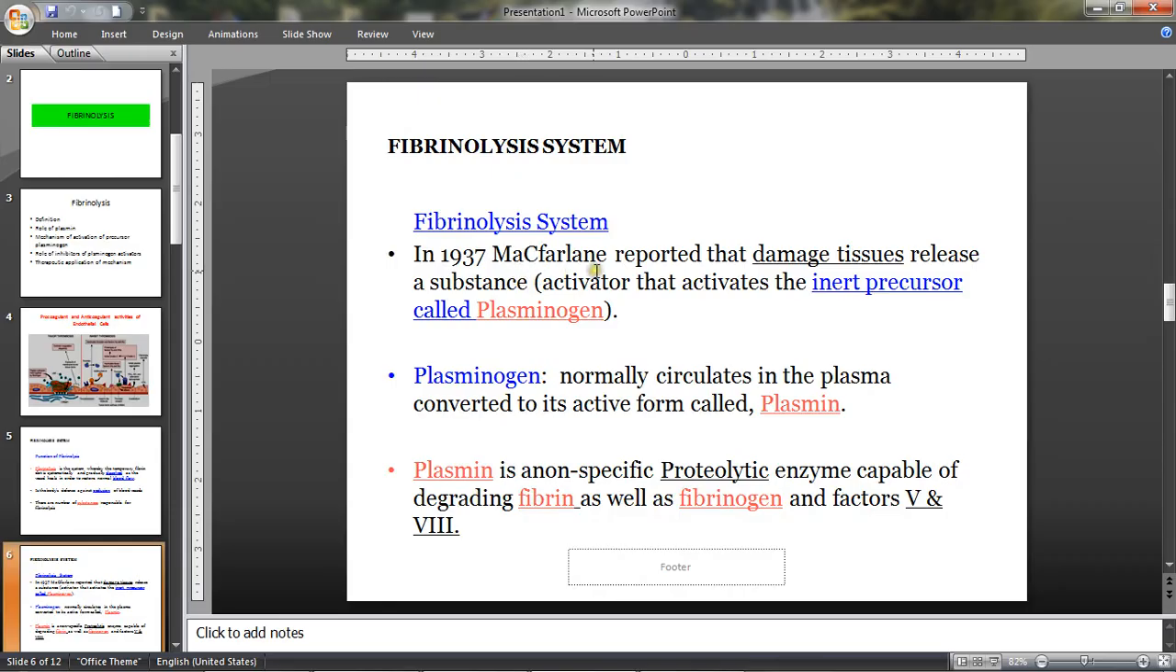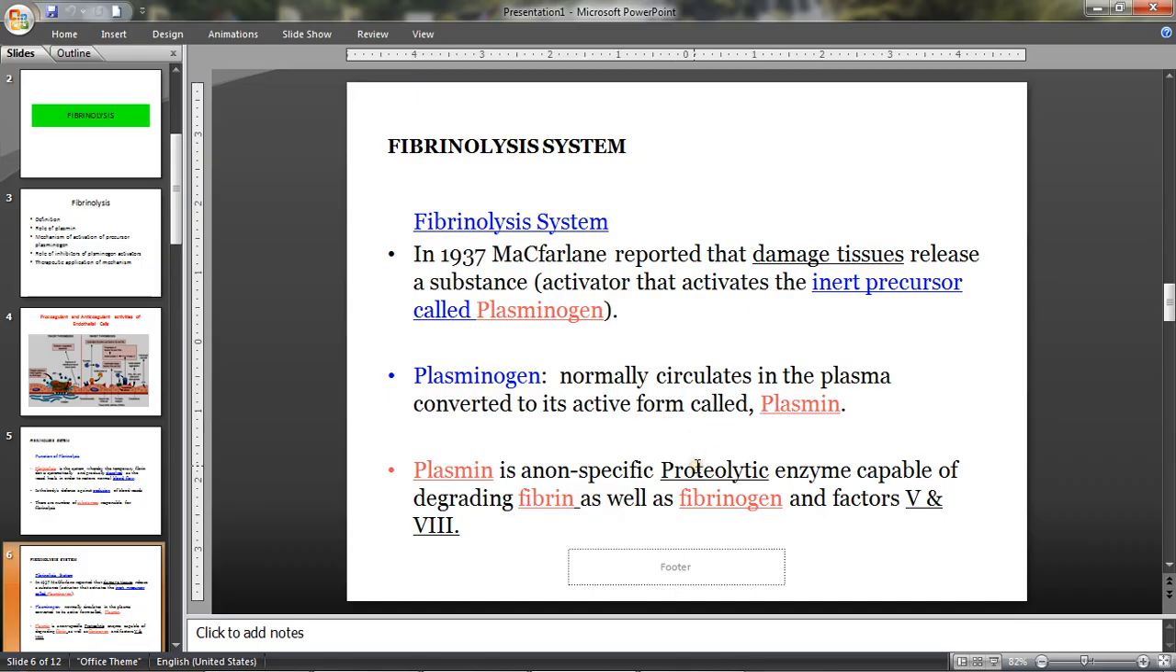In 1937, McFarlane reported that damaged tissues release a substance that activates the inert precursor called plasminogen. So in fact, this tissue plasminogen activator was identified by McFarlane in 1937: due to the tissue damage, a substance is released which converts a precursor which is already present in the blood, known as plasminogen, and this factor converts the plasminogen into plasmin.